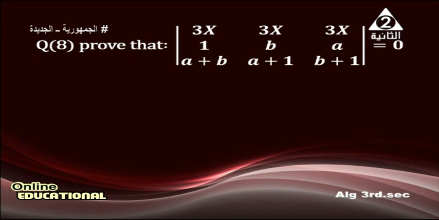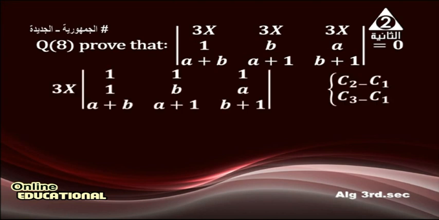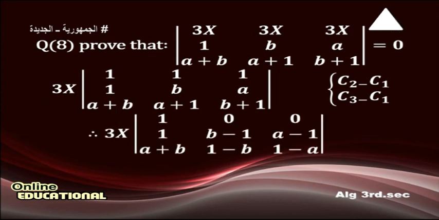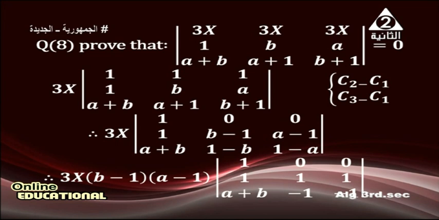Someone can solve by another method, using subtraction: the first column from the second column, or the second column minus the third column. The solution must also equal 0. By using C2 minus C1, C3 minus C1, after that we have this determinant, which must be equal to 0.